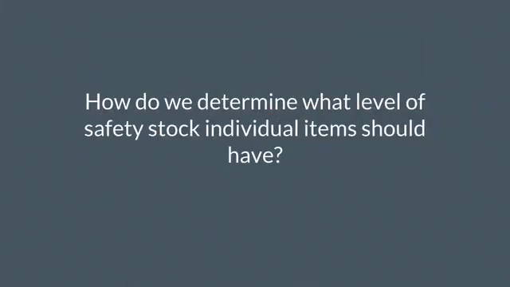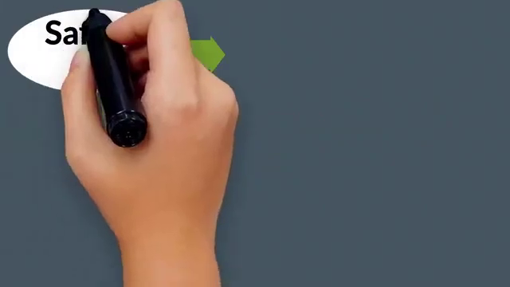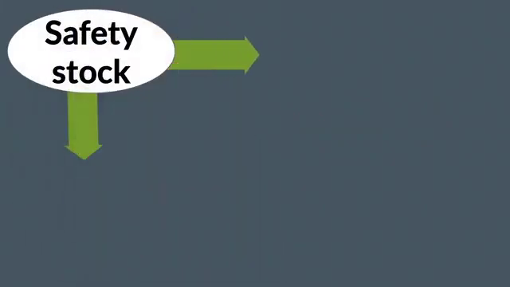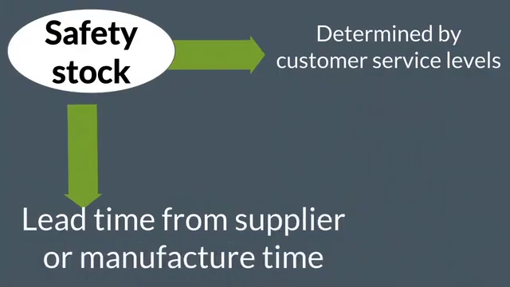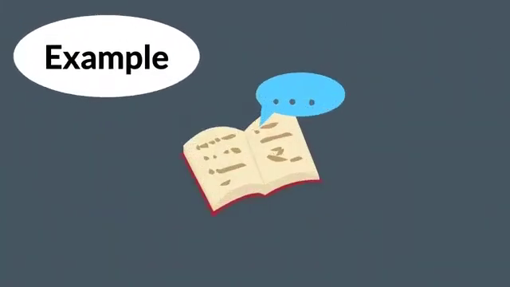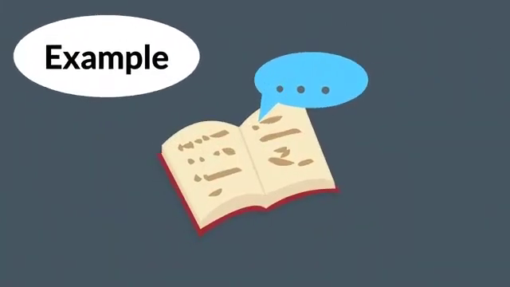So, how do we determine what level of safety stock individual requirement should have? The amount of safety stock is determined by the customer service levels we plan to maintain, and the time it takes for us to get the inventory from our supplier, or the time it takes to manufacture the item. Let's look at the worked example from your practitioner's guide.